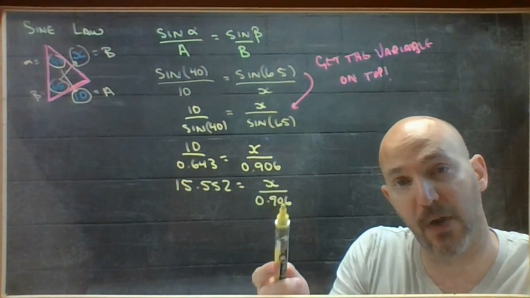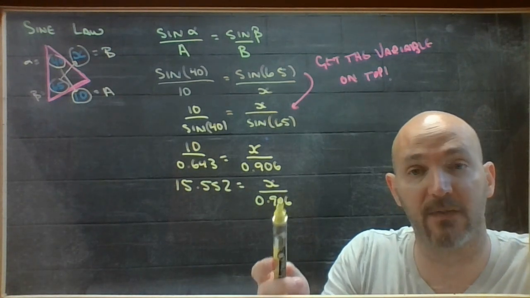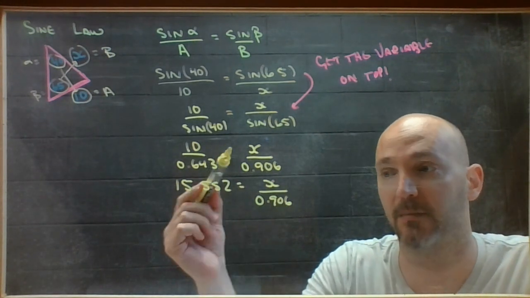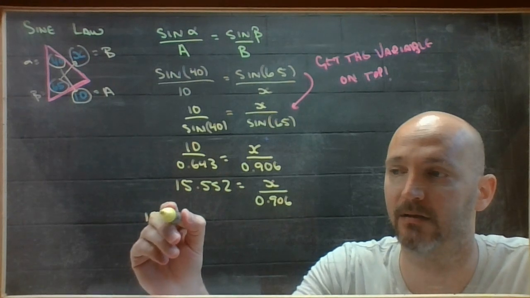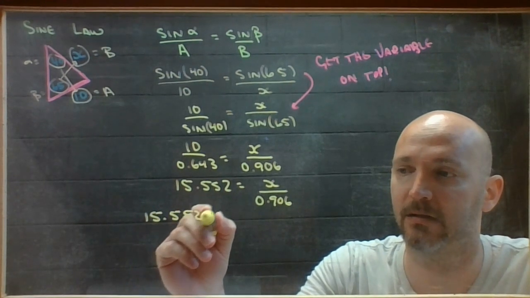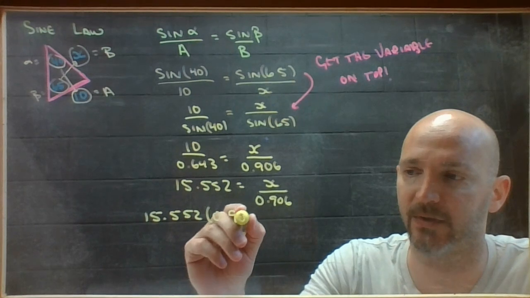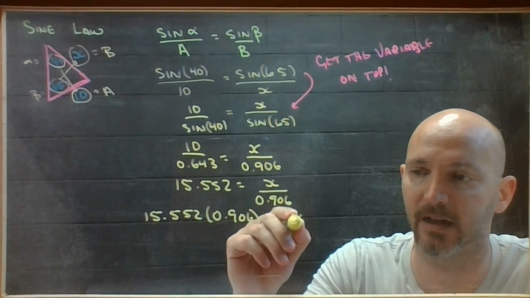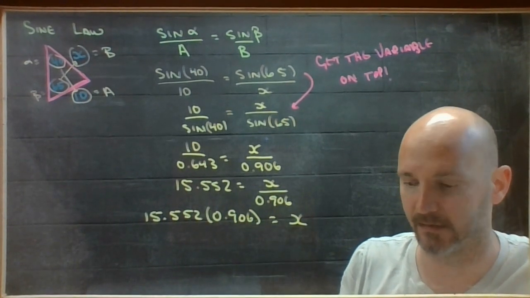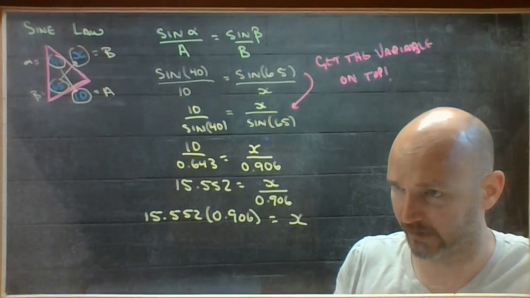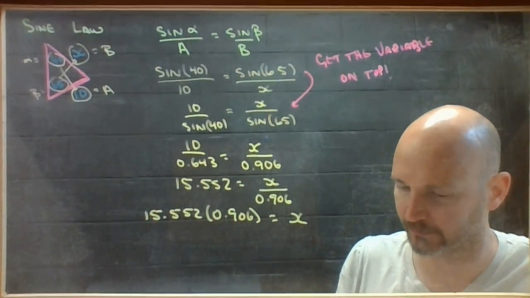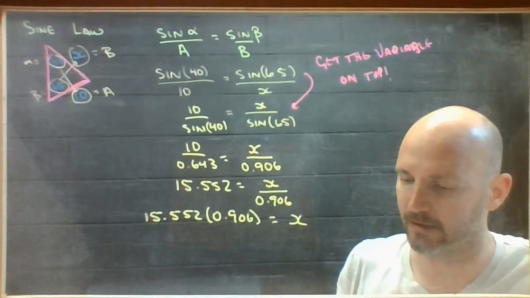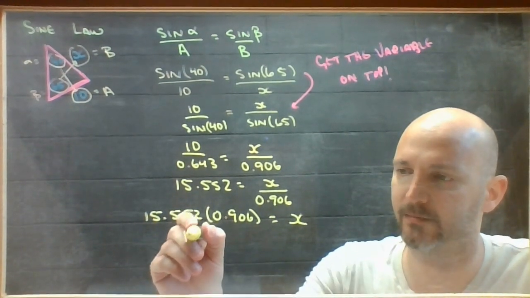And I need to break this division. You break division by multiplying, so multiply the other side by 0.906, and I will have the x all by itself. If I do that, I end up with 14.09.